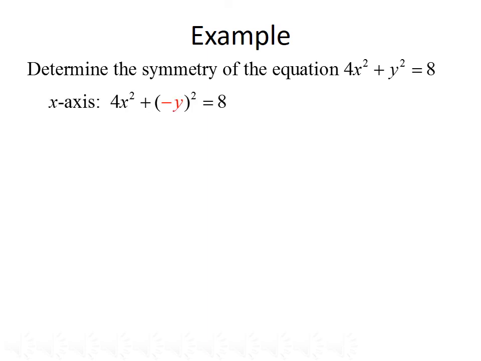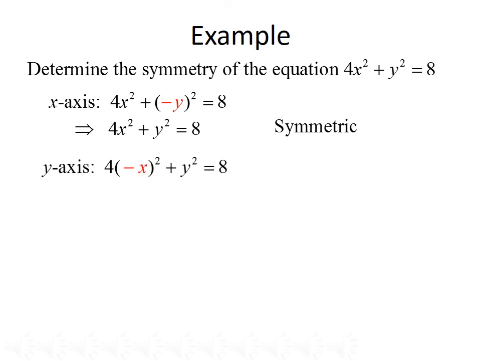So we'll start by testing for symmetry with respect to the x-axis. We replace y with minus y, which gives us 4x squared plus (minus y) squared equals 8. If we simplify that, that gives us 4x squared plus y squared equals 8. And since that's the same as the equation we started with, we have symmetry with respect to the x-axis. Next, we'll test for symmetry with respect to the y-axis.